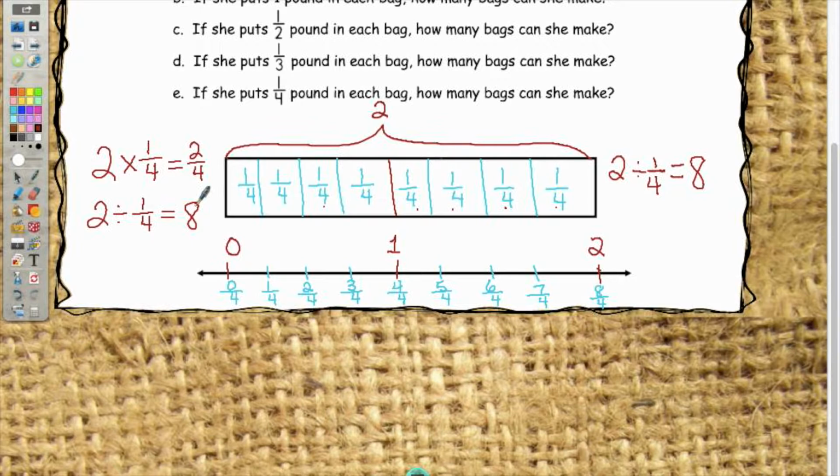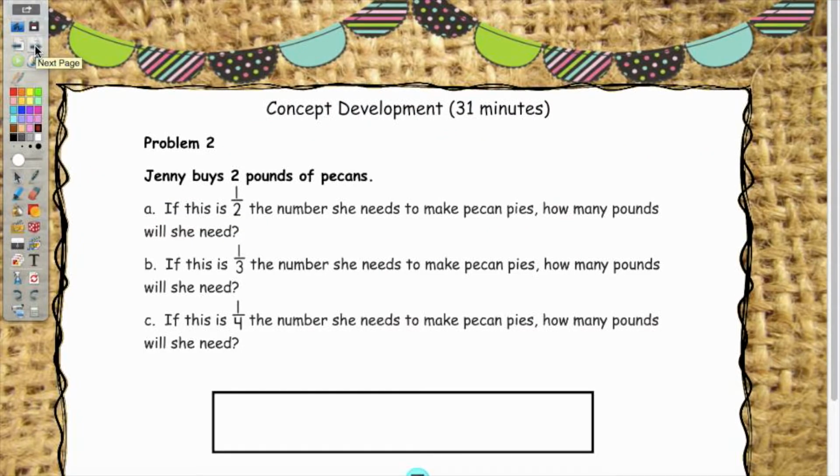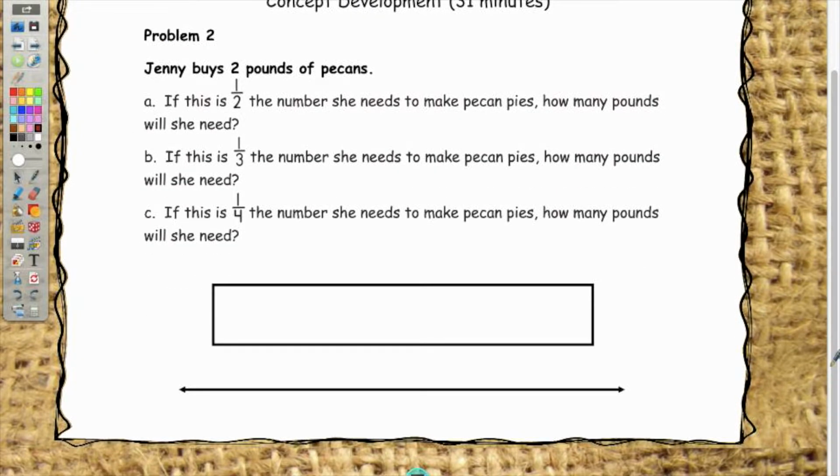Here in a little bit I'm going to teach you a trick, but let's do a few more tape diagrams. So go ahead and turn your paper over. Okay, don't label any of those tape diagrams yet because this one is different.